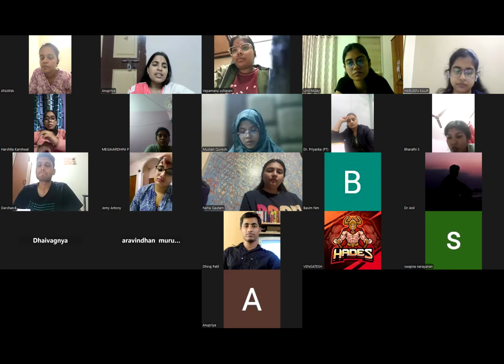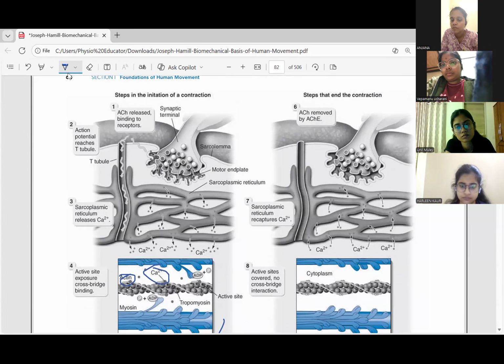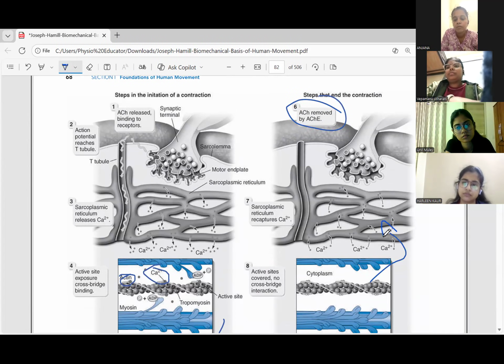Whenever the muscle work has been done, relaxation needs to happen. It is a very simple procedure: the acetylcholine will be removed automatically, as we can see over here. Then the calcium will get back to its original position. When it goes to the original position, the actin will come back to its normal stage.